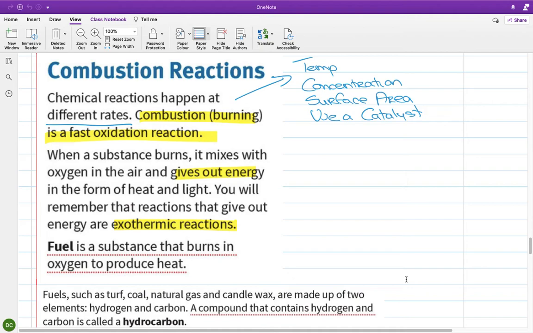The fuel is a substance that burns in oxygen to produce heat. So different types of fuel: turf, coal, natural gas, candle wax. They are all fuels which will burn in oxygen and produce heat. Just an important word, I suppose. All of these, turf, coal, natural gas, and candle wax, are made up of hydrogen and carbon, so they're called hydrocarbons. I know we also call them, like turf, oil, natural gas, fossil fuels, but fossil fuels are hydrocarbons. They're made up of hydrogen and carbon.